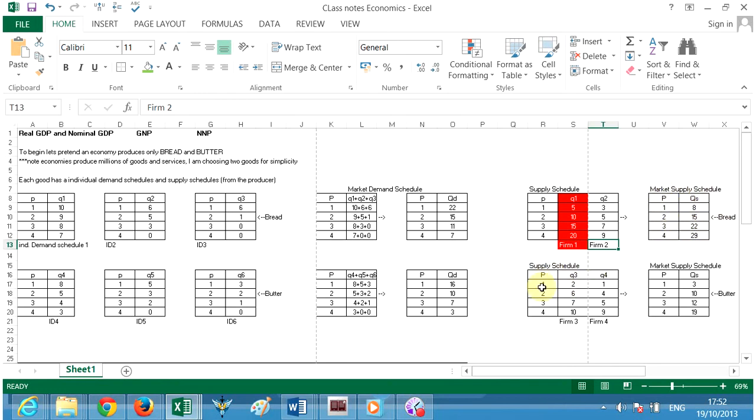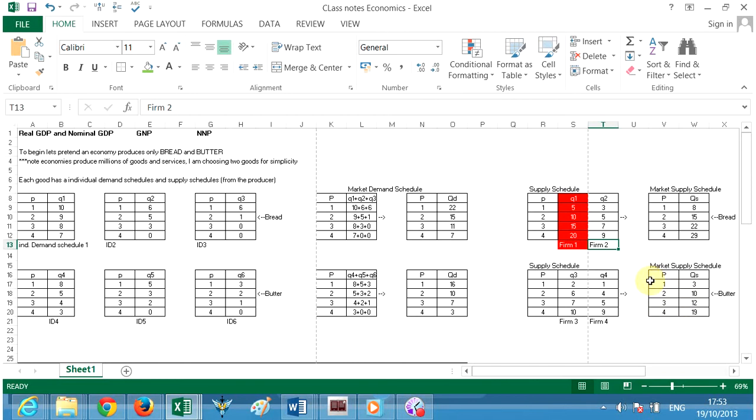And you see I did the same thing here for butter. So the market supply schedule is 2 plus 1 gives me 3. So at this price, these 2 firms make 3 butter. At this price of 2, between these 2 firms, 6 plus 4 equals 10. At the next prices, the quantity supplied is 12, 14, and 19.